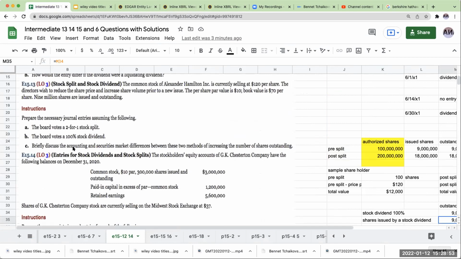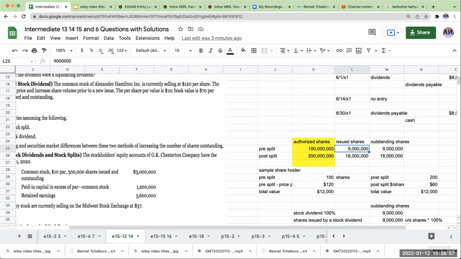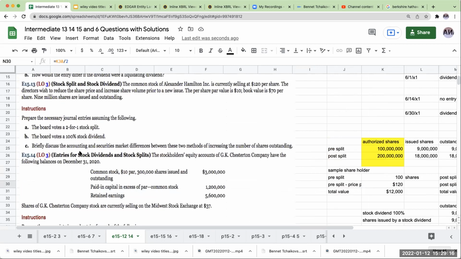Okay, and what is a reverse split? Well, if I did a 1-for-2 reverse split, instead of having 9 million shares issued and outstanding, I would just take this and divide it by 2. Your pre-split would be 100, your post-split would now be 50, and your post-split price per share should technically be 240, but when the shorts get in there, you're going to be done for the day. Okay, so briefly discuss the accounting and securities market differences between these two methods of increasing the number of shares outstanding.